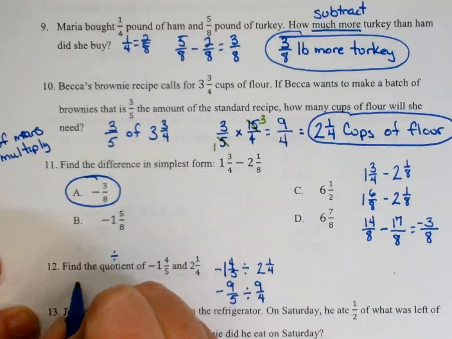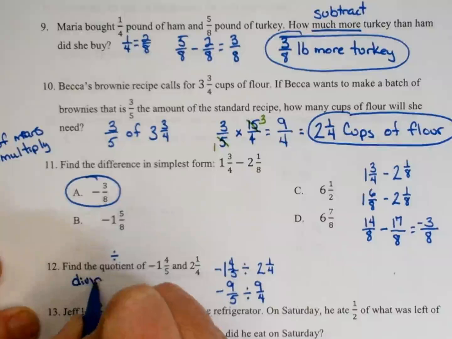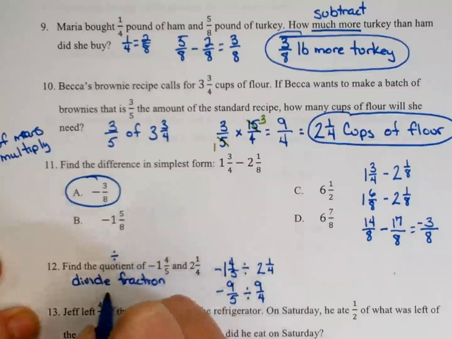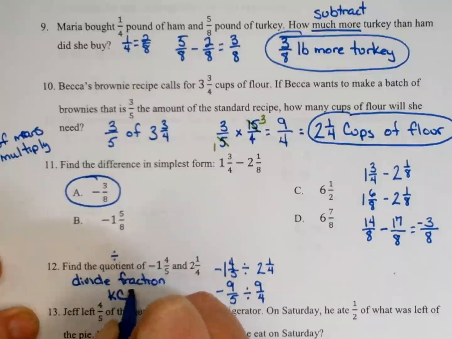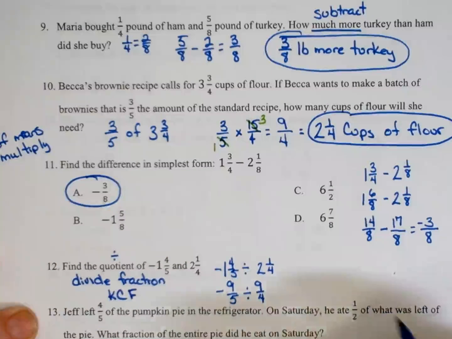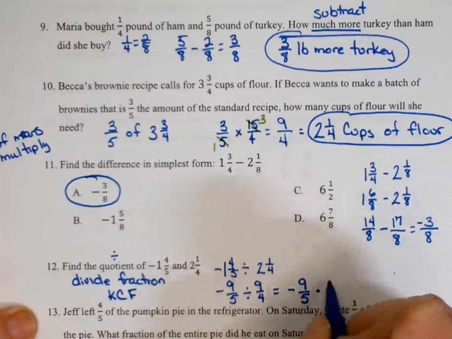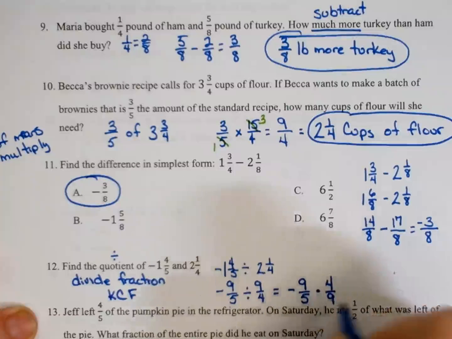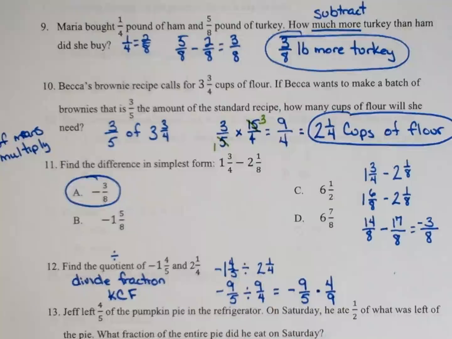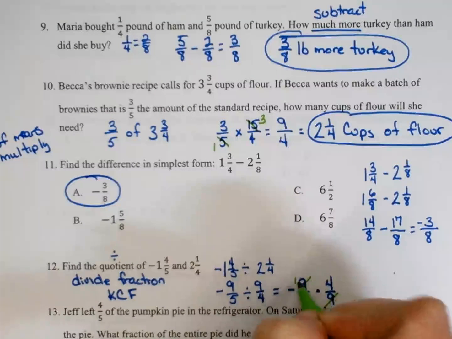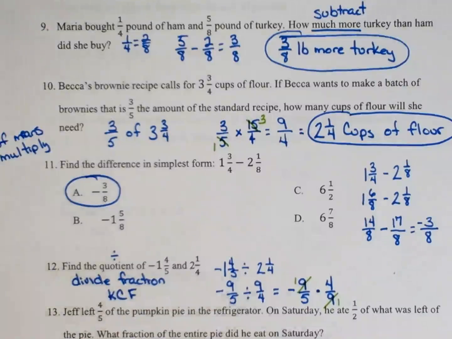Okay, remember, to divide a fraction, I keep, change, flip. So this is actually the same as negative 9/5 times 4/9. Okay? And again, I can cross cancel here because I know that 9 goes into 9 one time.